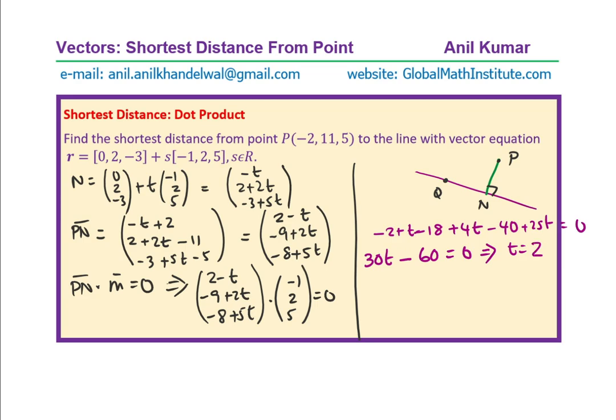Since we know that t is 2, we can now find what Pn is, substituting the value 2 in Pn, right? So now we know the vector Pn should be what? Substituting 2, we get 2 minus 2, which is 0; minus 9 plus 4, which is minus 5; and minus 8 plus 2 times 5, which is 10, that gives 2, right? So the magnitude of Pn is the shortest distance, right?